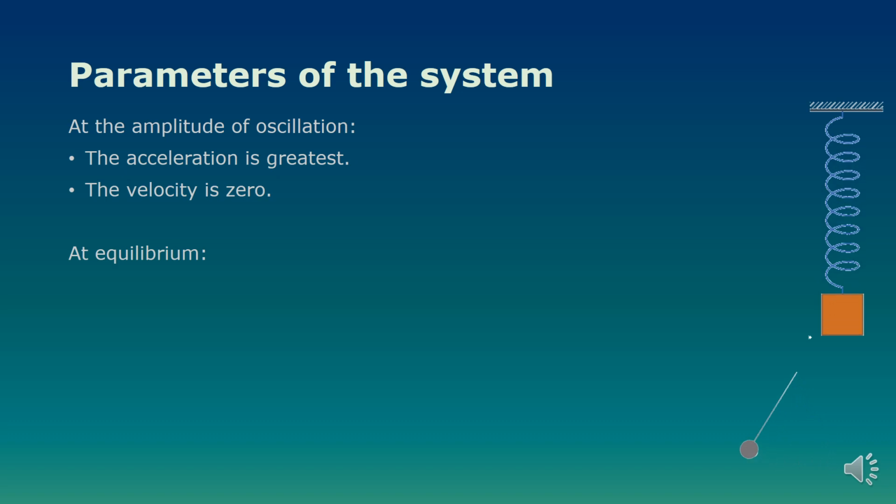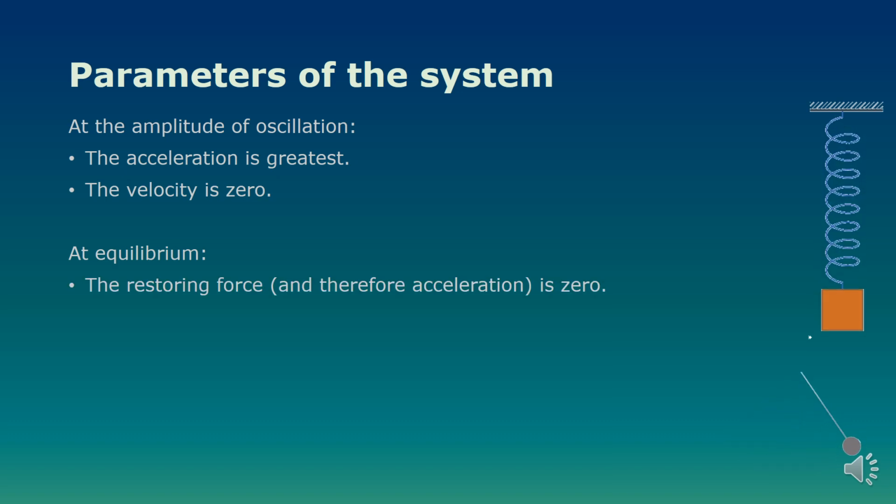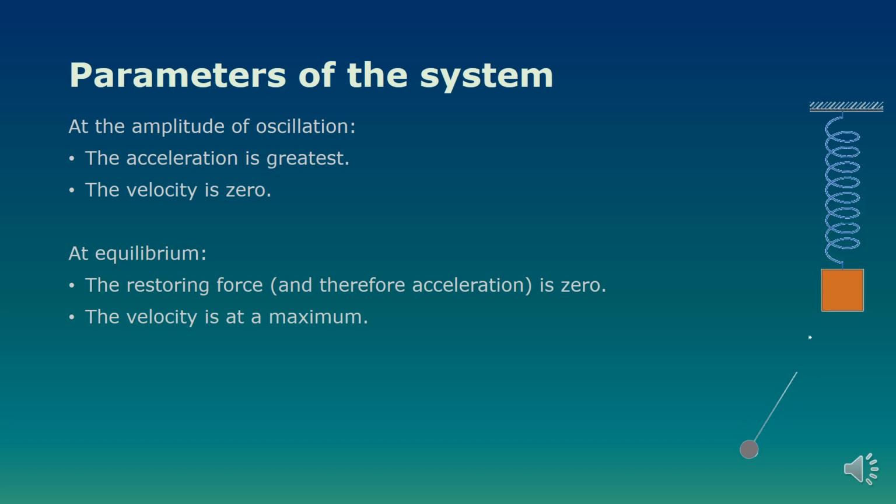At the equilibrium position, we get the reverse scenario. At that point, we've got zero resultant force, and so no restoring force and zero acceleration, but we've got maximum velocity. It's been accelerating all the way to that point, so it's going to be at its maximum there. Again, you can consider that both in terms of forces or in conservation of energy. Both work really well on that one.